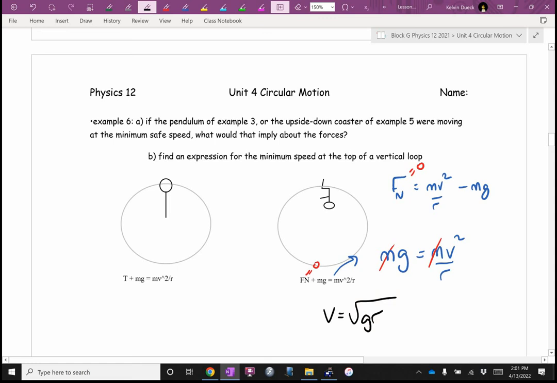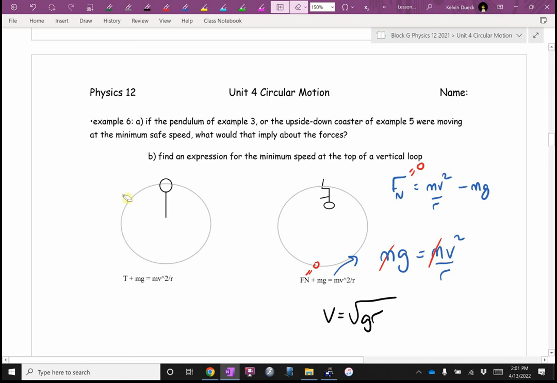You're going to giggle a little bit, but actually that's going to become one of your old familiar friends. If you're dealing with a vertical circle and you're finding a speed and you end up with the square root of gr, you've done it right. Sometimes there might be a coefficient in front or a number in there if I give you different parameters and different conditions. But if you're doing a vertical circle and they ask you to find a speed and you get some expression with the square root of gr in it, you probably did it right.